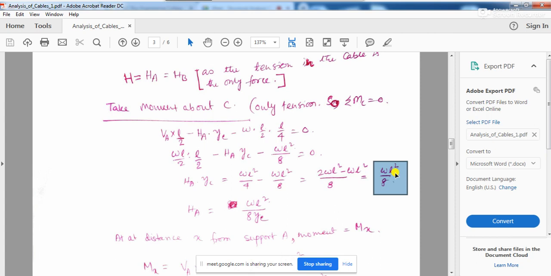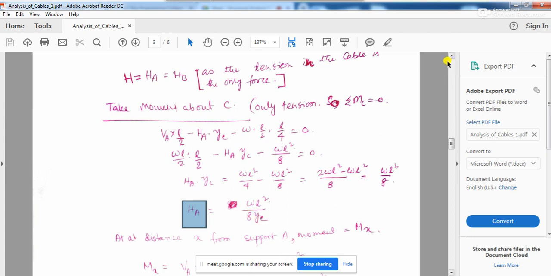Okay, so you see this is actually the simply supported bending moment at a maximum point, the maximum simply supported bending moment for a simply supported beam under UDL. Okay, so you see this HA into YC, then how much will be the value of HA? So HA is going to be equal to WL squared divided by 8 YC.